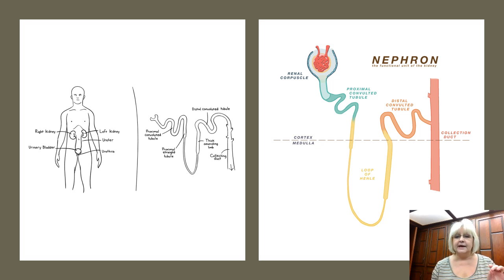On the top left, you will see the renal corpuscle, and it's connected to the proximal convoluted tubule, and it will travel down through the proximal straight tubule into the loop of Henle. And this continues upward, or ascending, through the thick limb to the distal convoluted tubule and back down through the collecting duct down to the bladder.